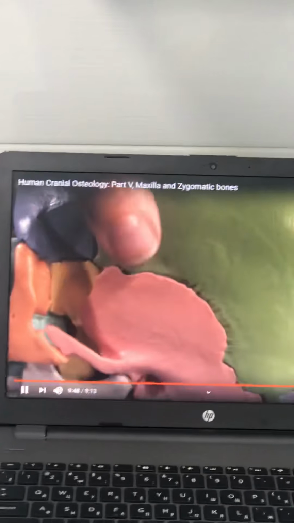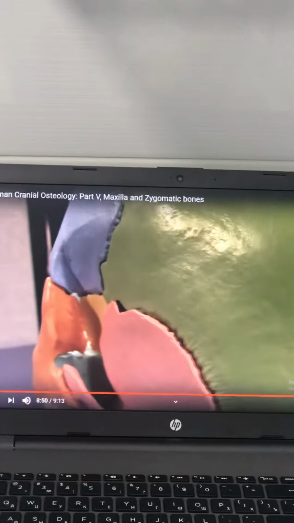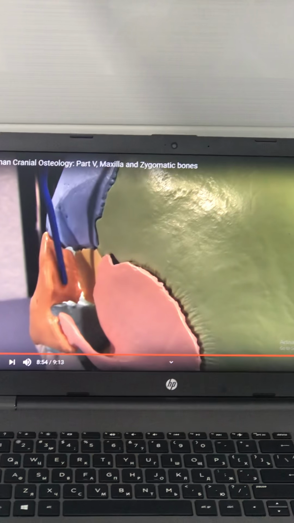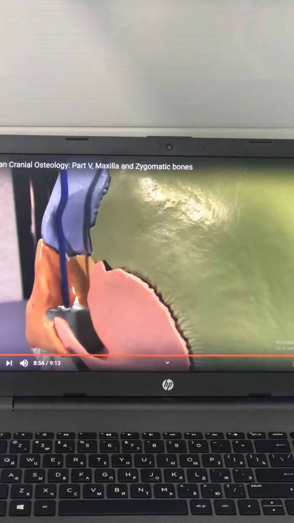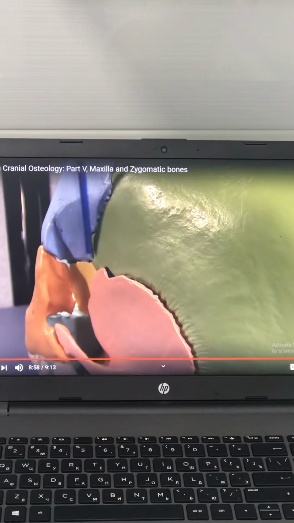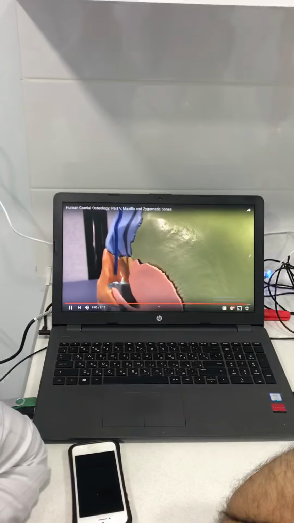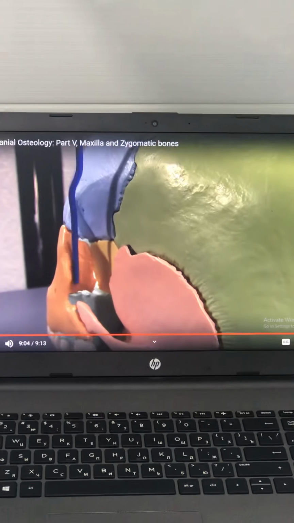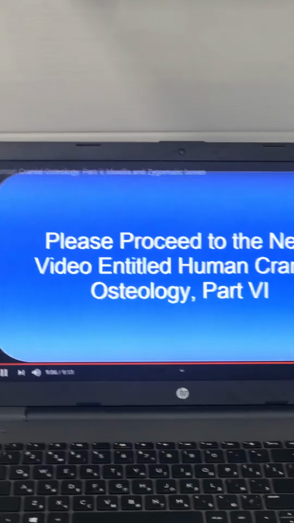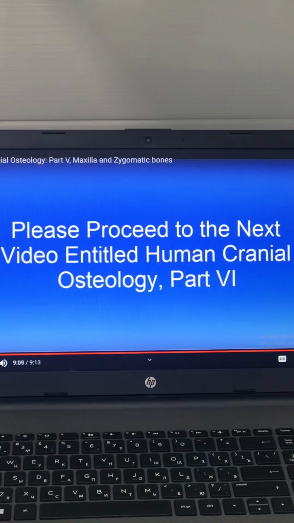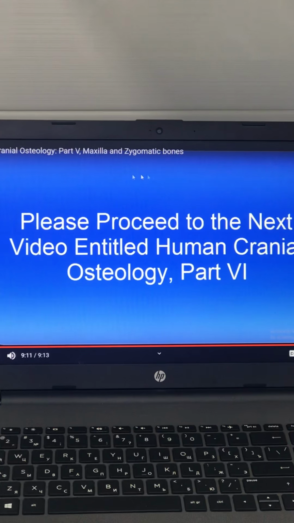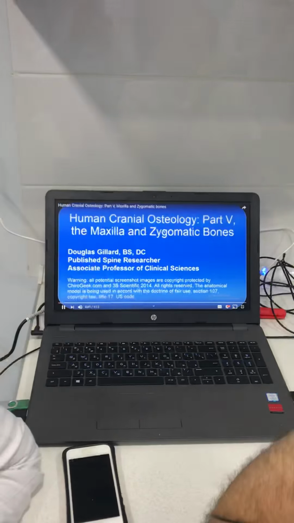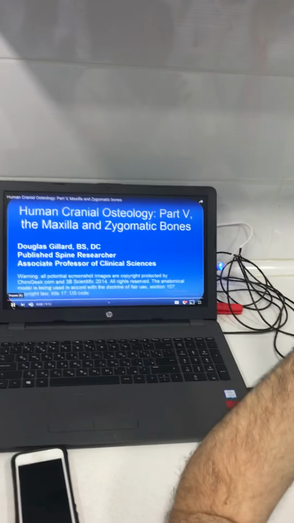Okay. So we're talking about surfaces, and then we have this, called the temporal surface right here. And that forms part of the anterior border of an important fossa called the temporal fossa, which if you have time, we'll talk about the dreaded fossas later. You can see this one on YouTube, the human cranial osteology.